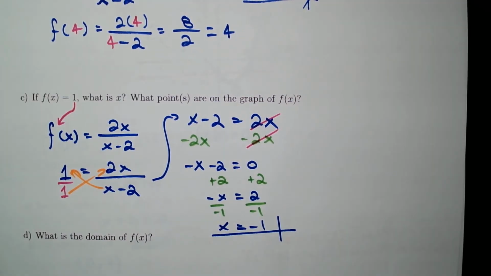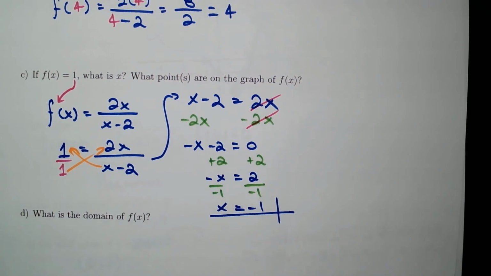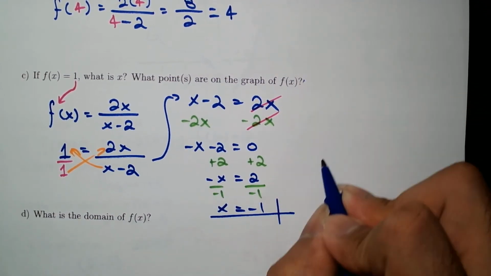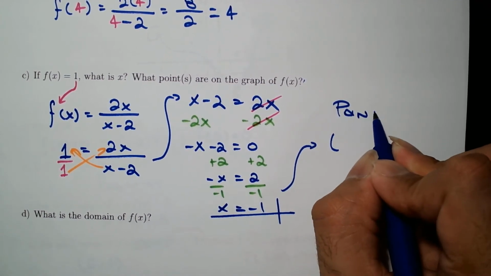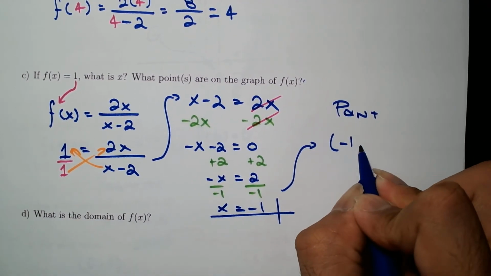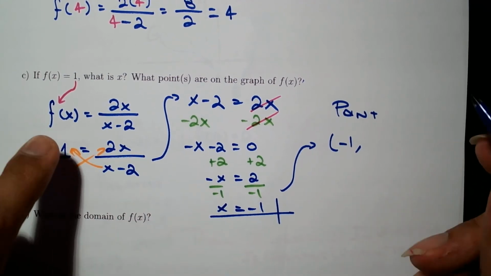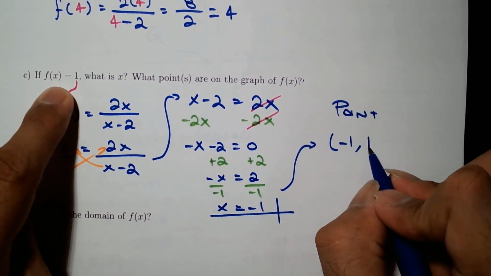Now, what point or points are on the graph of f? In this case, the point for which x equals negative 1 and y, or f of x, equals 1.